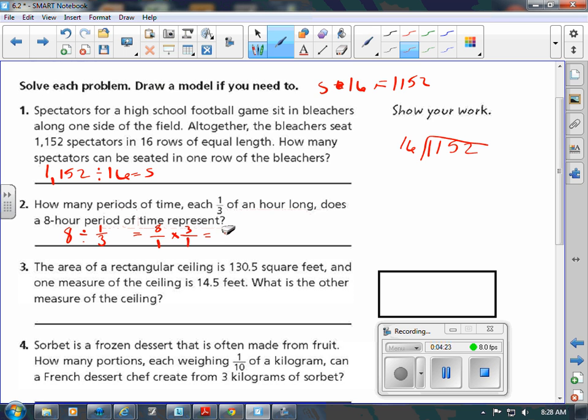8 times 3 then is 24, so you would end up with 24/1. 24/1 is 24 whole, so 24 periods.